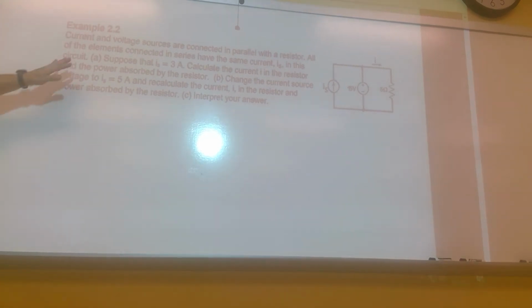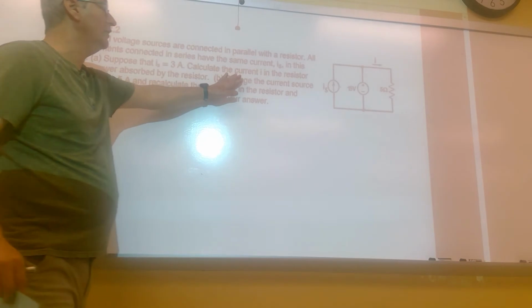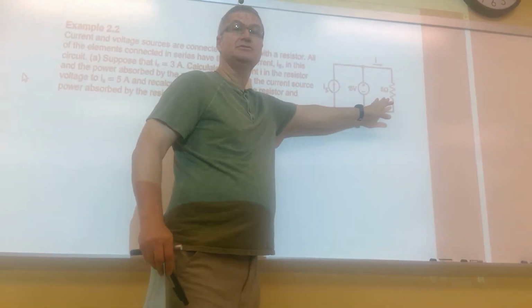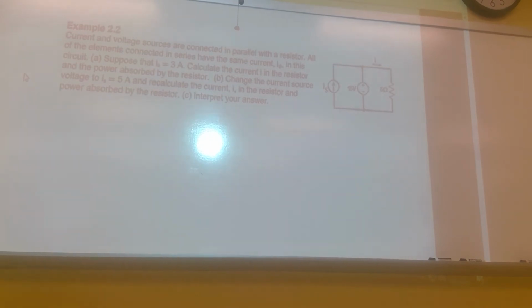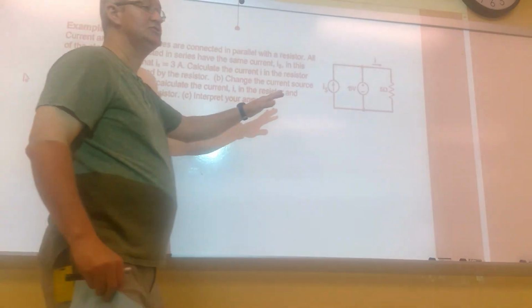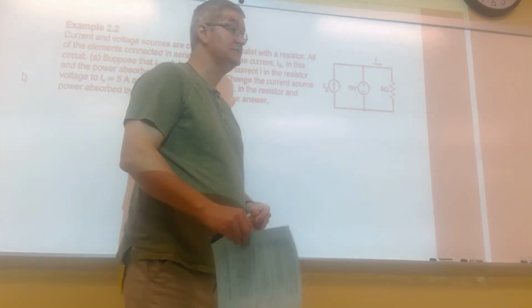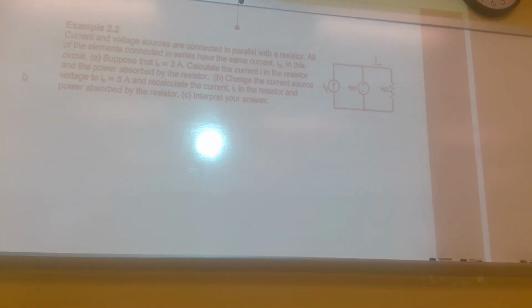So then it says, suppose that the current is 3 amps, then I want to calculate the current through the resistor here. And what I really want to look at now is what that current through that resistor is when I change the source to 5 amps. Since we've got about 15 minutes or so, I want to just go ahead and do it right now.